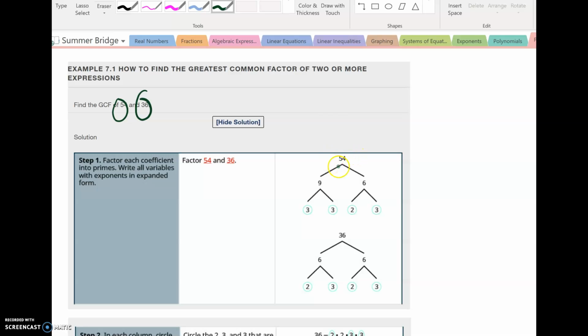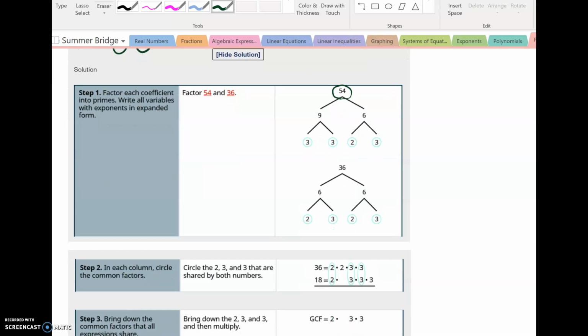So we have 54, which breaks down to 9 times 6, and the 9 can be broken down to 3 times 3, and the 6 can be broken into 2 times 3. 36 can be broken into 6 times 6, and that can be further broken down into 2 times 3 and 2 times 3. Then we write them all out in columns, and in each column we circle the common factors. We have 2s and 3s, and they're already circled there for us.